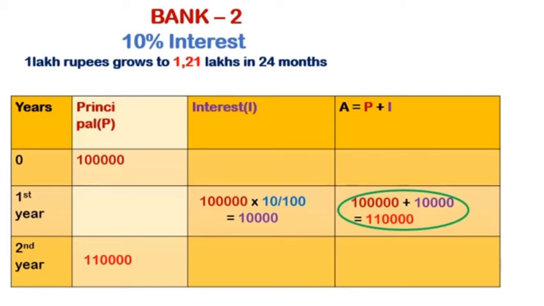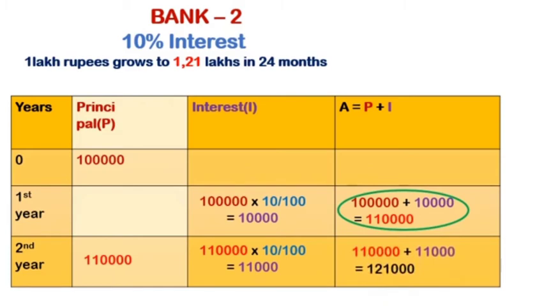That is, 1 lakh 10,000 rupees is the principal amount in second year. So using that principal amount we have to find the interest. That is 1 lakh 10,000 into 10 by 100, which is 11,000 rupees. Then how much is the amount after second year? That is 1 lakh 10,000 plus 11,000, that is 1 lakh 21,000 rupees.